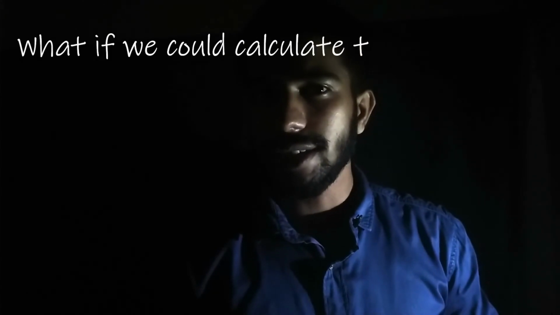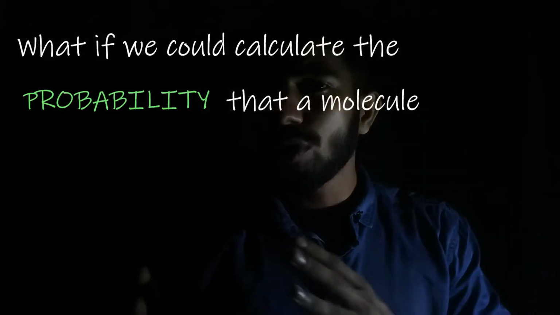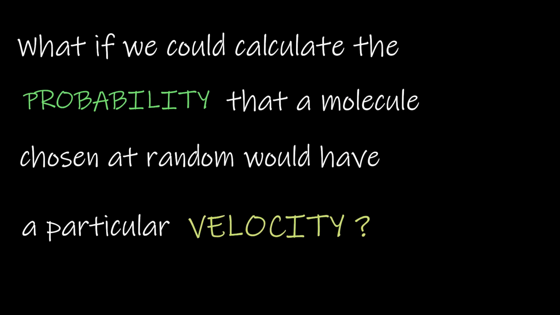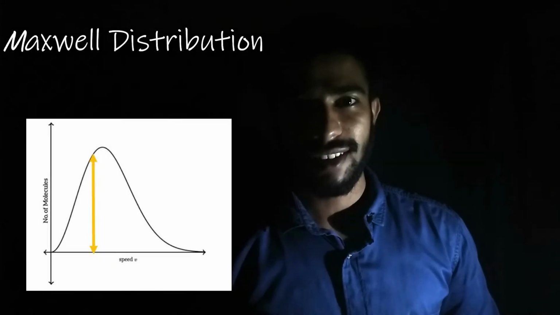This idea seems simple but could provide us with a lot of information. I am not going to detail all the information we would get from this, but the concern is, what if we could calculate the probability that a molecule chosen at random would have a particular velocity? This is nothing but the Maxwell distribution.